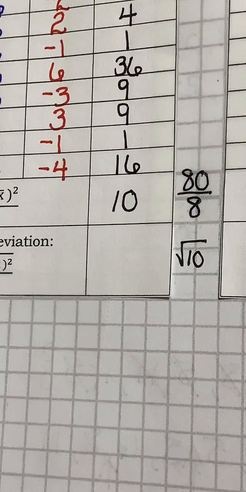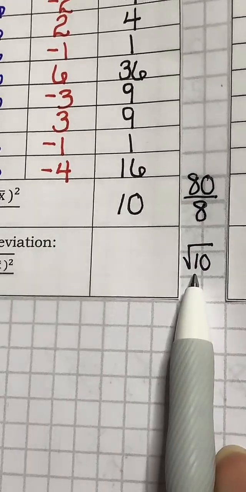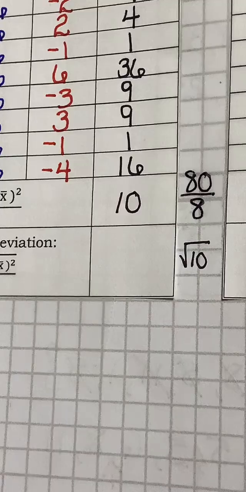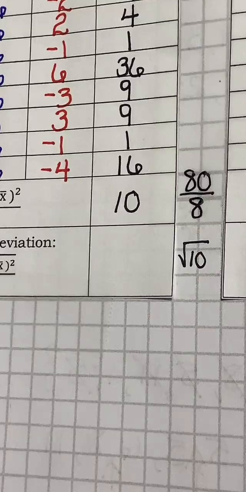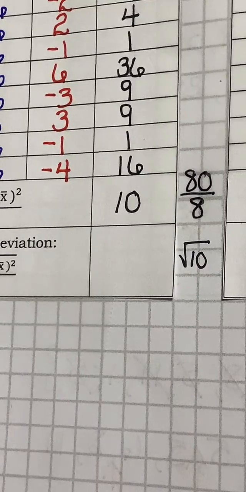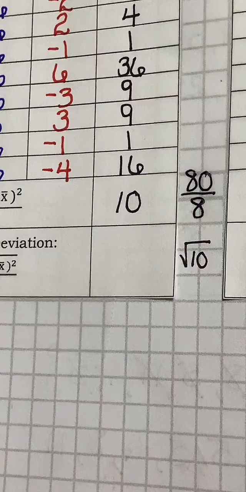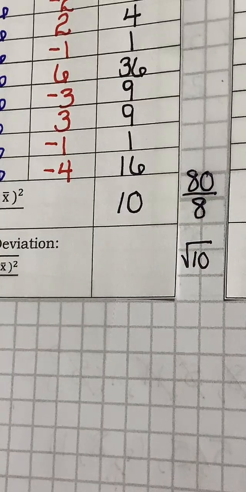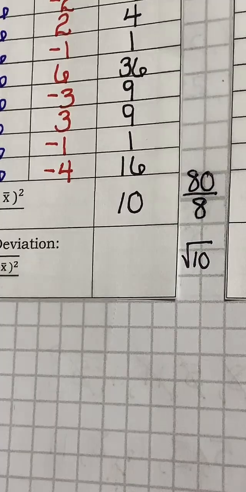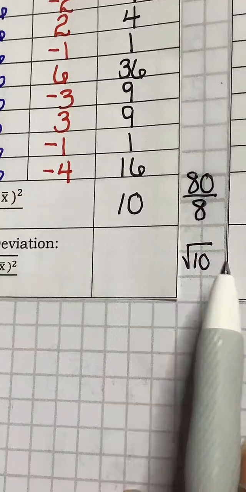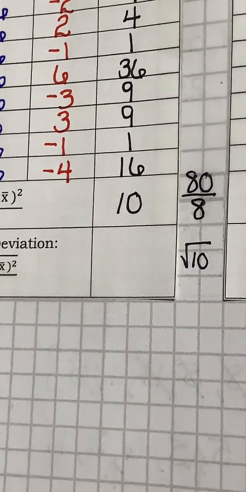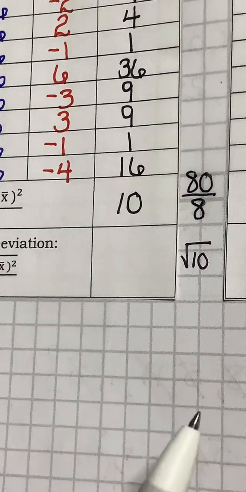Okay, so Kai is saying 3.16. Yes, we got the 10, but we want the square root of 10 now. So I got my 3.16. Yeah, 3-ish, because remember, the square root of 10 is going to be in between the square root of 9 and the square root of 16. So it will definitely be 3-ish.